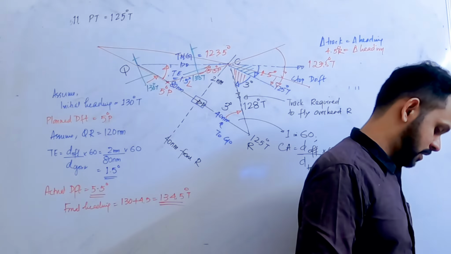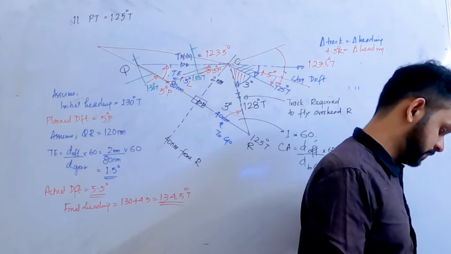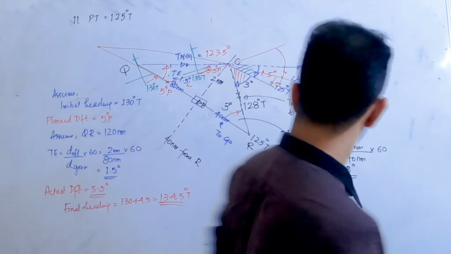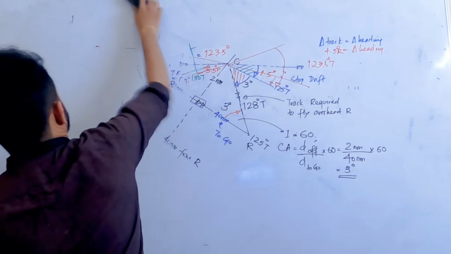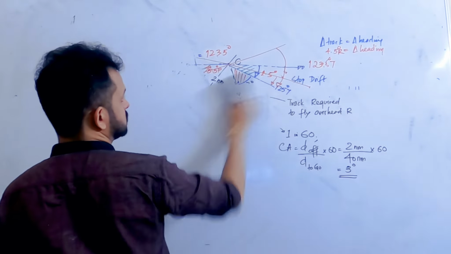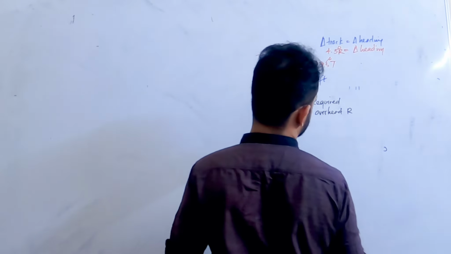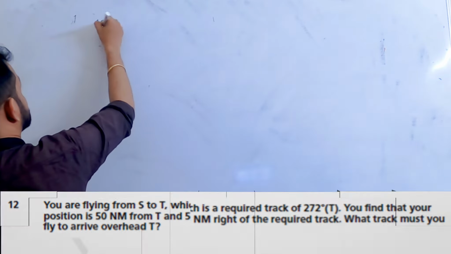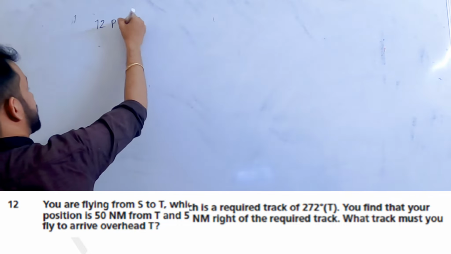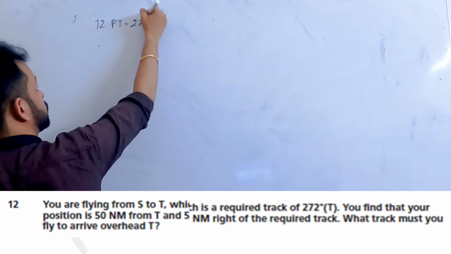Yes, so let's now look into the next question, question number 12. You are flying from S to T, and the required track is 272. This is 270, so it's 272. So what's the required track? It's 272. The required track is the planned track of 272 degrees true.